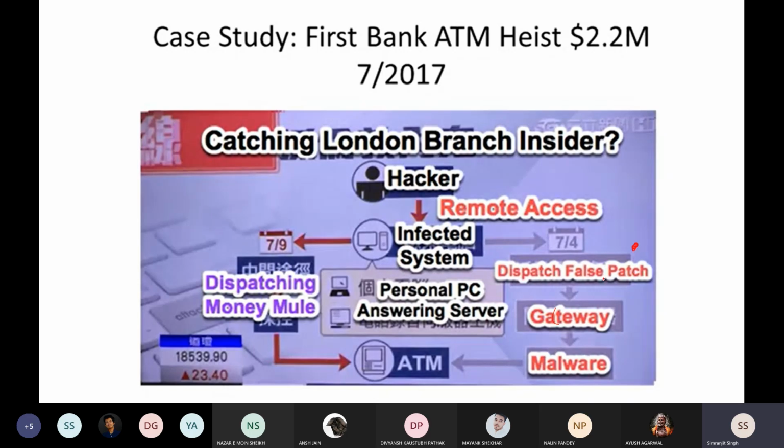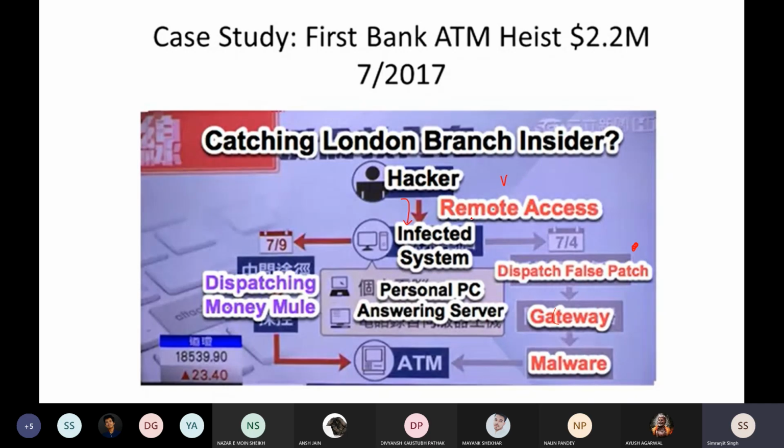Again, it's a very simple vulnerability, and they are able to dispatch the false patch because they have been able to get into the bank servers. If they get into the bank server, they will be able to know the version number and everything like that. So they can design a file similar to what the internal bank systems use for this ATM, a file that looks very close to a genuine bank patch.